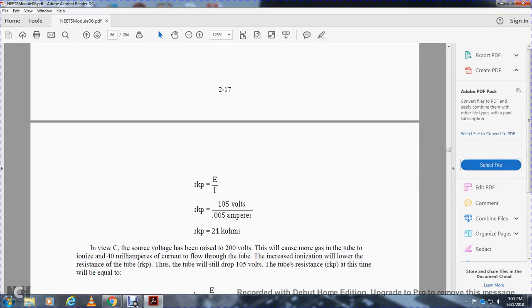In view C, the source voltage has been raised to 200 volts, causing more gas in the tube to ionize, and 40 milliamperes flow. The current flow through the tube increases the ionization, which will lower the resistance of the cathode plate. Thus, the voltage across the tube will remain at 105.